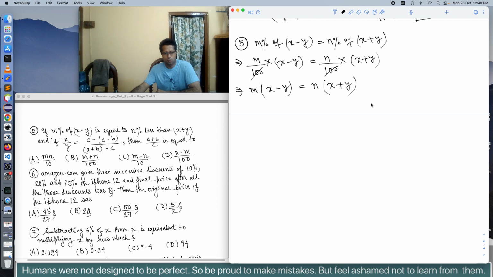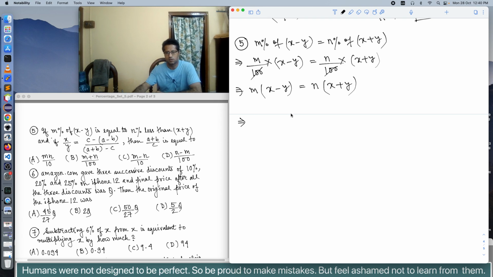Now it has also given the value of x by y. On the right hand side, x by y is equal to an expression in terms of a, b and c: c minus a minus b divided by a plus b minus c. And we have to find the value of a plus b by c. So somehow we have to find the values of a, b and c. Let's see.